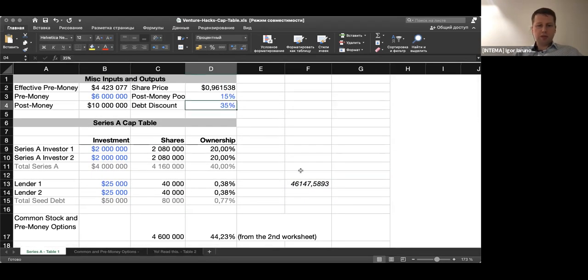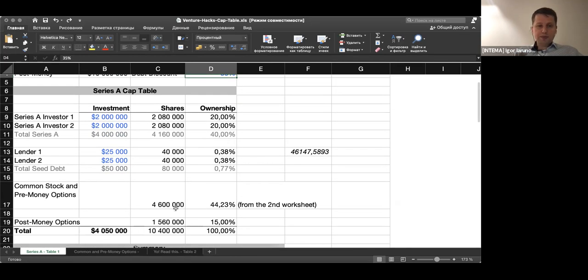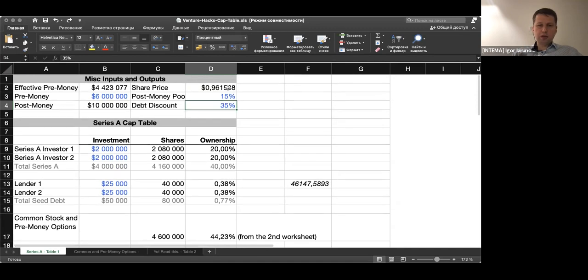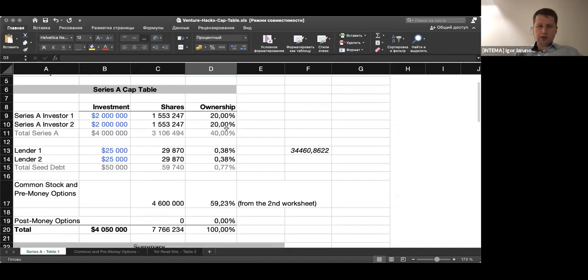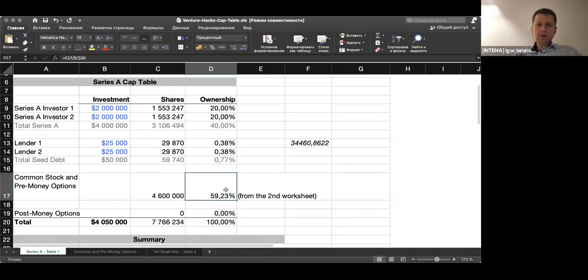Also, this discount means much. Typical amount of discount is 20%, but it can also be 40, for example. 35 is quite much. And also what we have here is the post money option. We can delete it. That's okay. 20% for new investors, 0.77, about 1% for lenders, and 59% left for founders and equity share option holders.